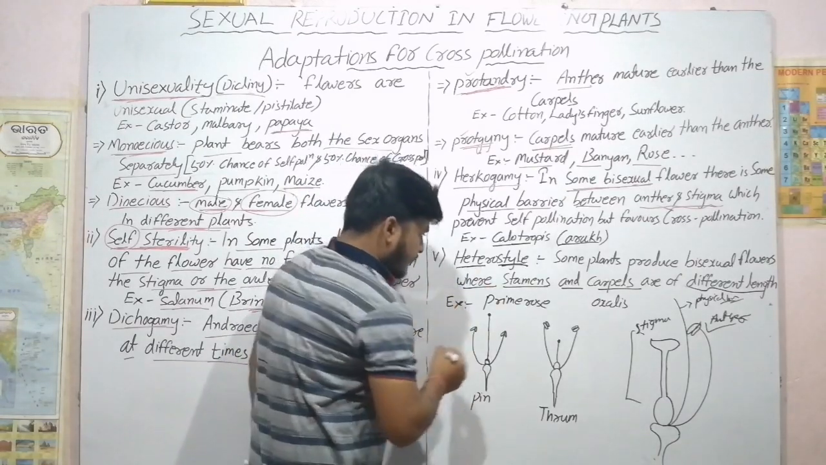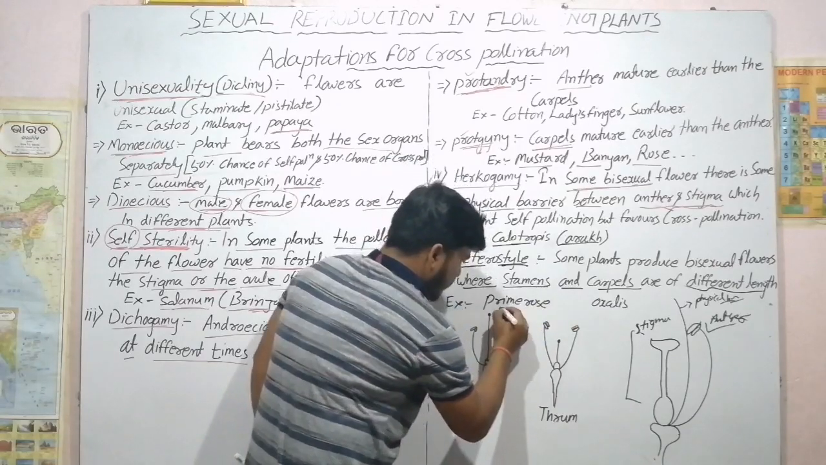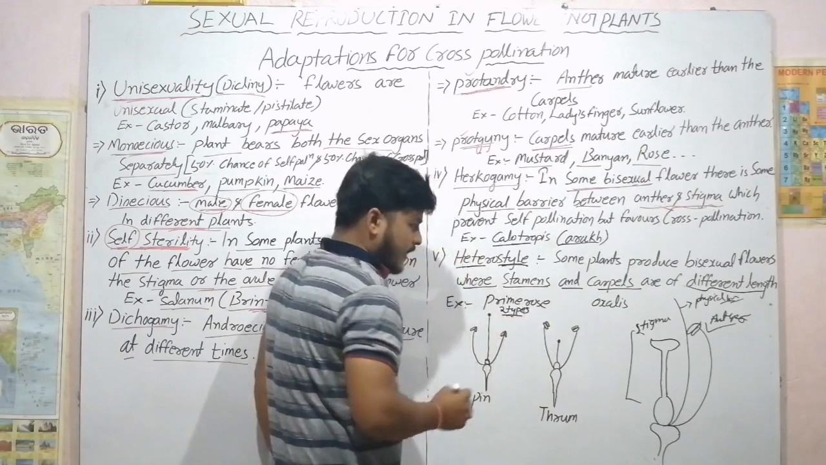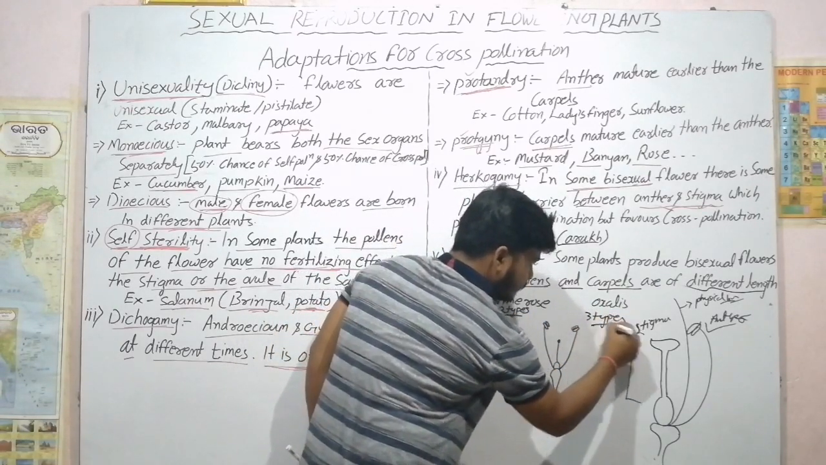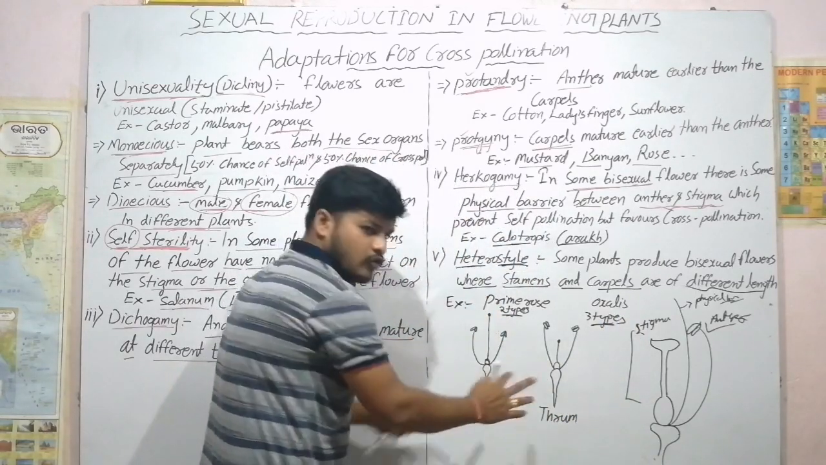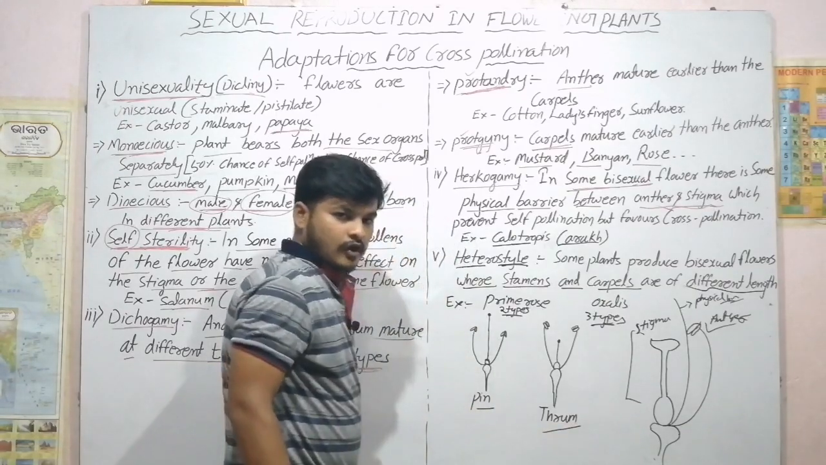You may consider two examples. One is primrose, another one is oxalis. In primrose, the flowers are mainly divided into two types. In oxalis, there are three types of flower. First, consider primrose. In primrose, two types of flowers are there. One is the pin flower, another one is the thumb flower.